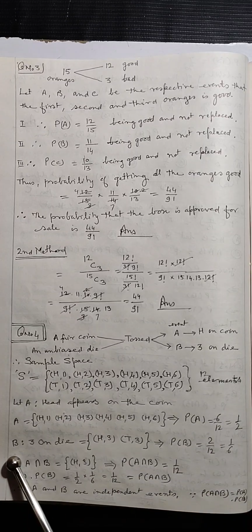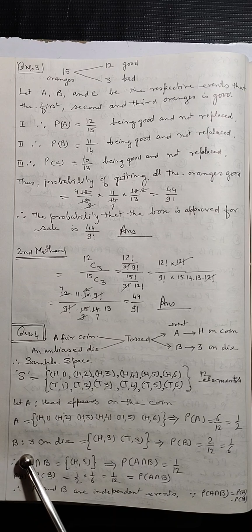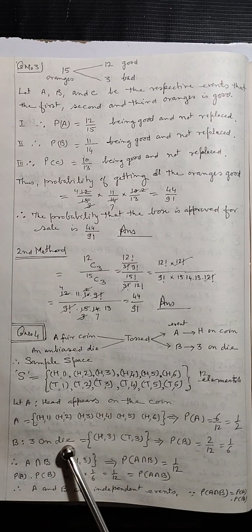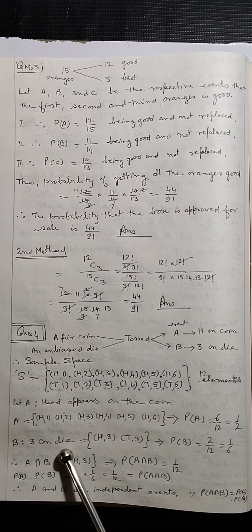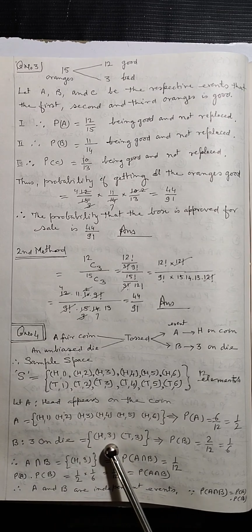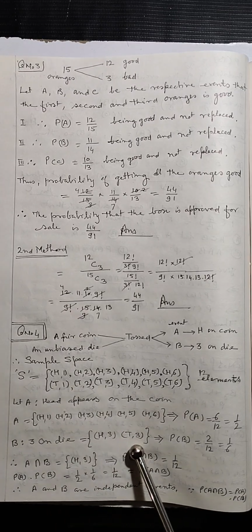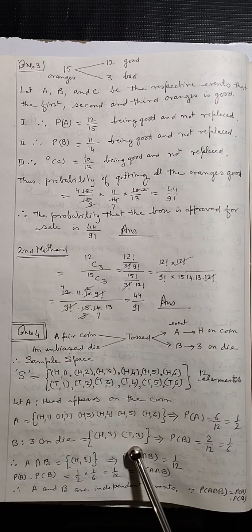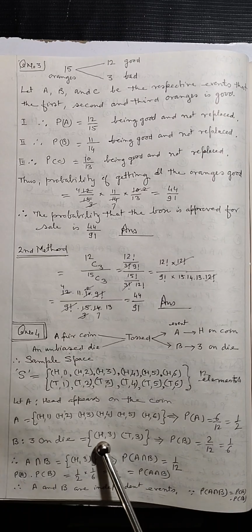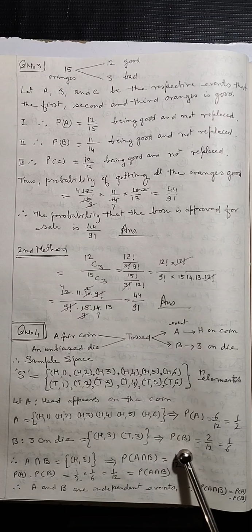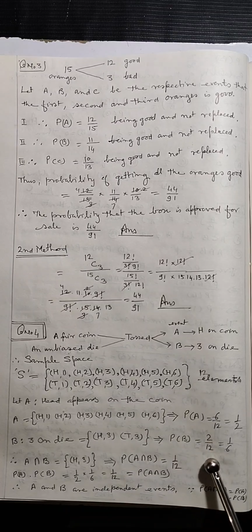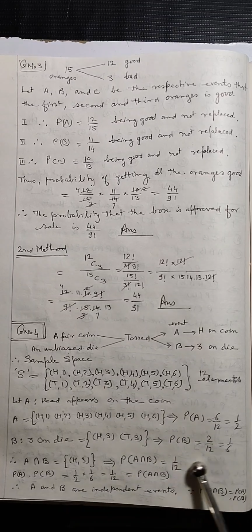Now come to the event B. B such that 3 on die. Number 3 comes on the top of the die. So 3 on die. So H3 and T3. H3 and T3. These are the two elements. So the probability of B will be equal to 2 upon 12, that is 1 by 6.